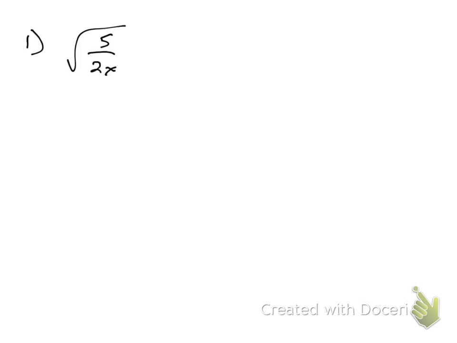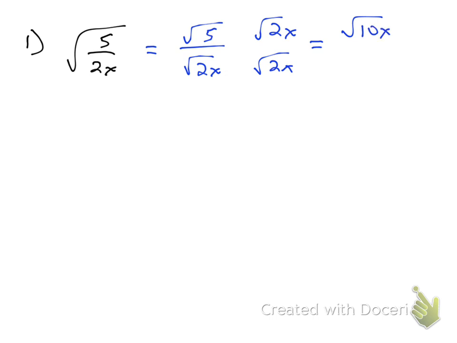All right, number 1. It's the same thing as the square root of 5 over the square root of 2x. So we need to multiply by the square root of 2x to make the denominator a perfect square, which gives us the square root of 10x over 2x.